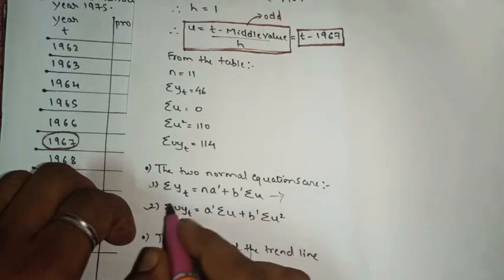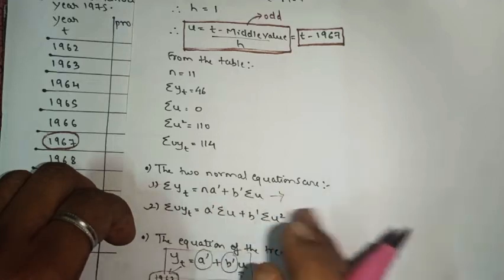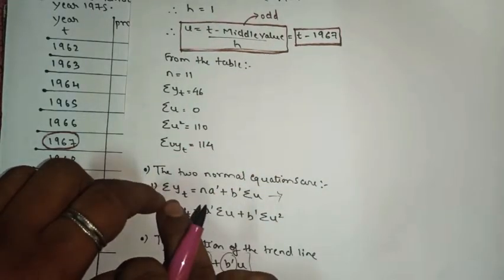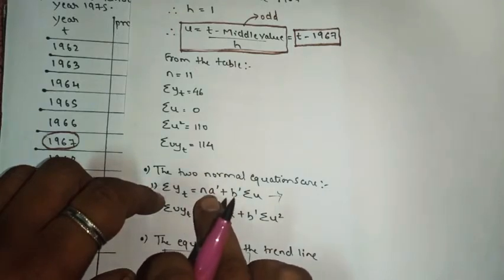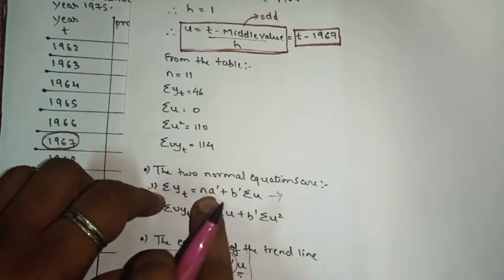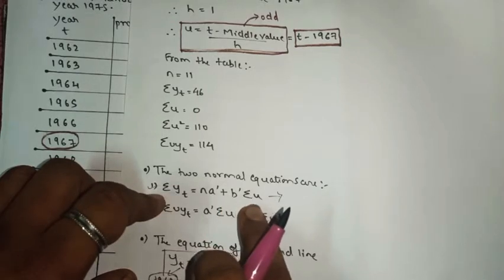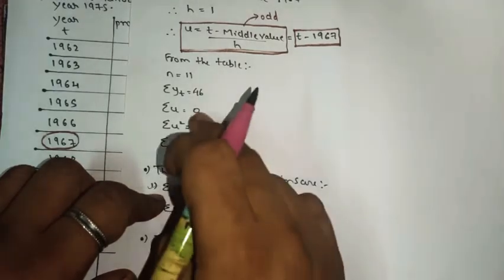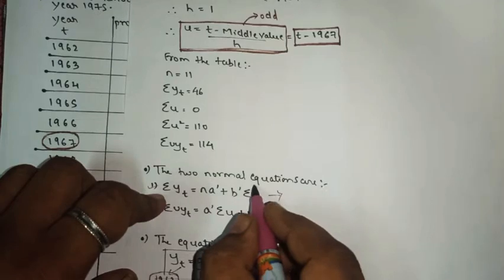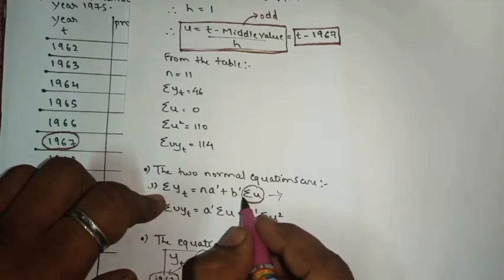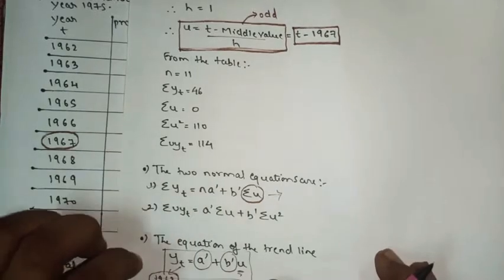So when you apply this first one, the total of yt, the value of n, the value of a dash, here we don't have the value of a dash, even b dash also. When you put the value of total of u, as u is 0, so when this value is 0, this b dash into 0 will be 0. In simple language I will explain now.